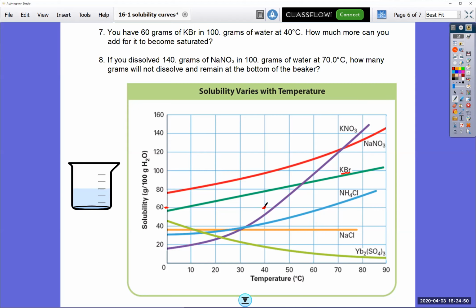So I am currently unsaturated. I can add more. Right now I'm at 60. Right now the saturation point is about 80. So it looks like I can dissolve about 20 more grams. So I can add 20 more grams of solute to this in order for this to become saturated.